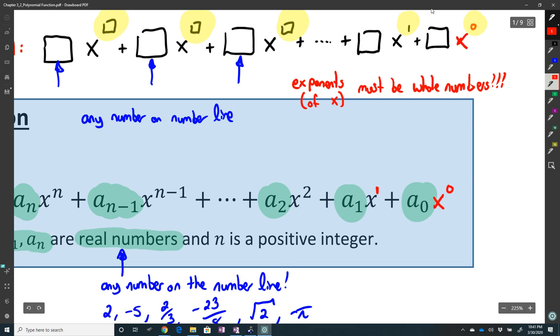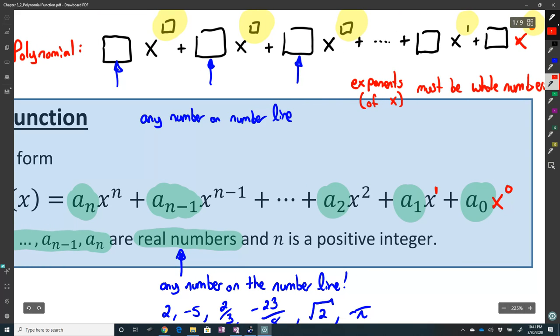And so on the next page, we're going to be going over examples where I'm going to ask you, is this a polynomial, yes or no? And you're going to have to basically look at the equation and say, is every number in front of x a number on the number line? If it is, you're good. Are the exponents all whole numbers? And if they are, then it's a polynomial.